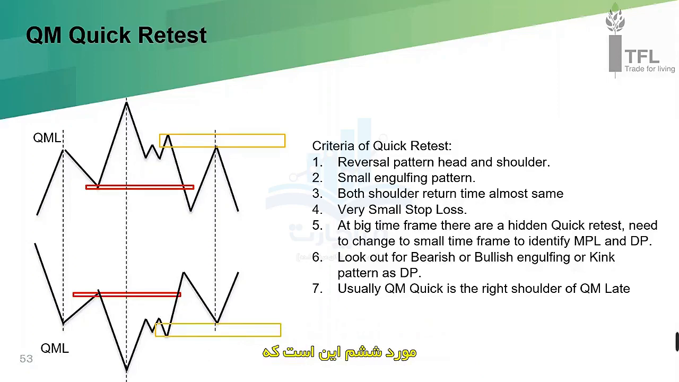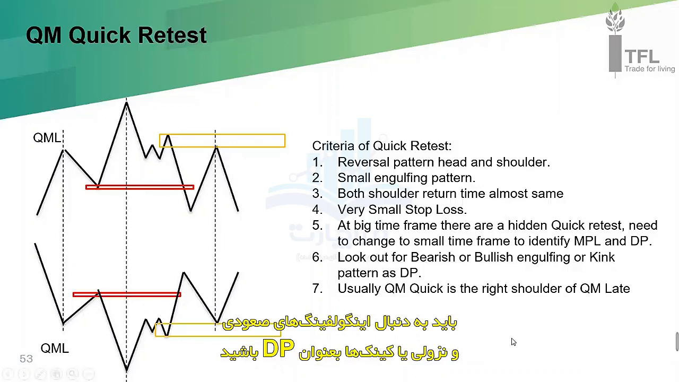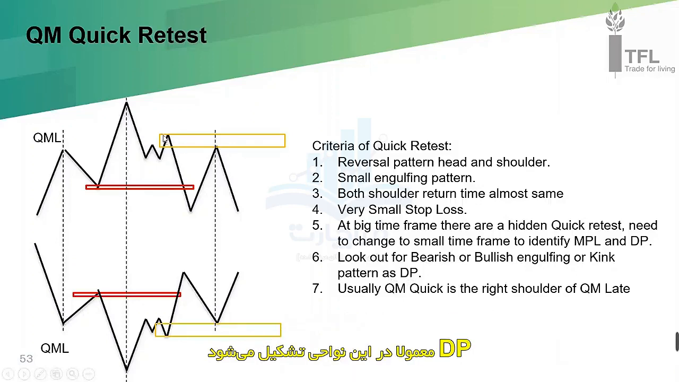So the six criteria over here is that you have to look out for the bearish or the bullish engulfing or king pattern as decision point. So decision point is usually at this area. And the good news is that it's very, very obvious.